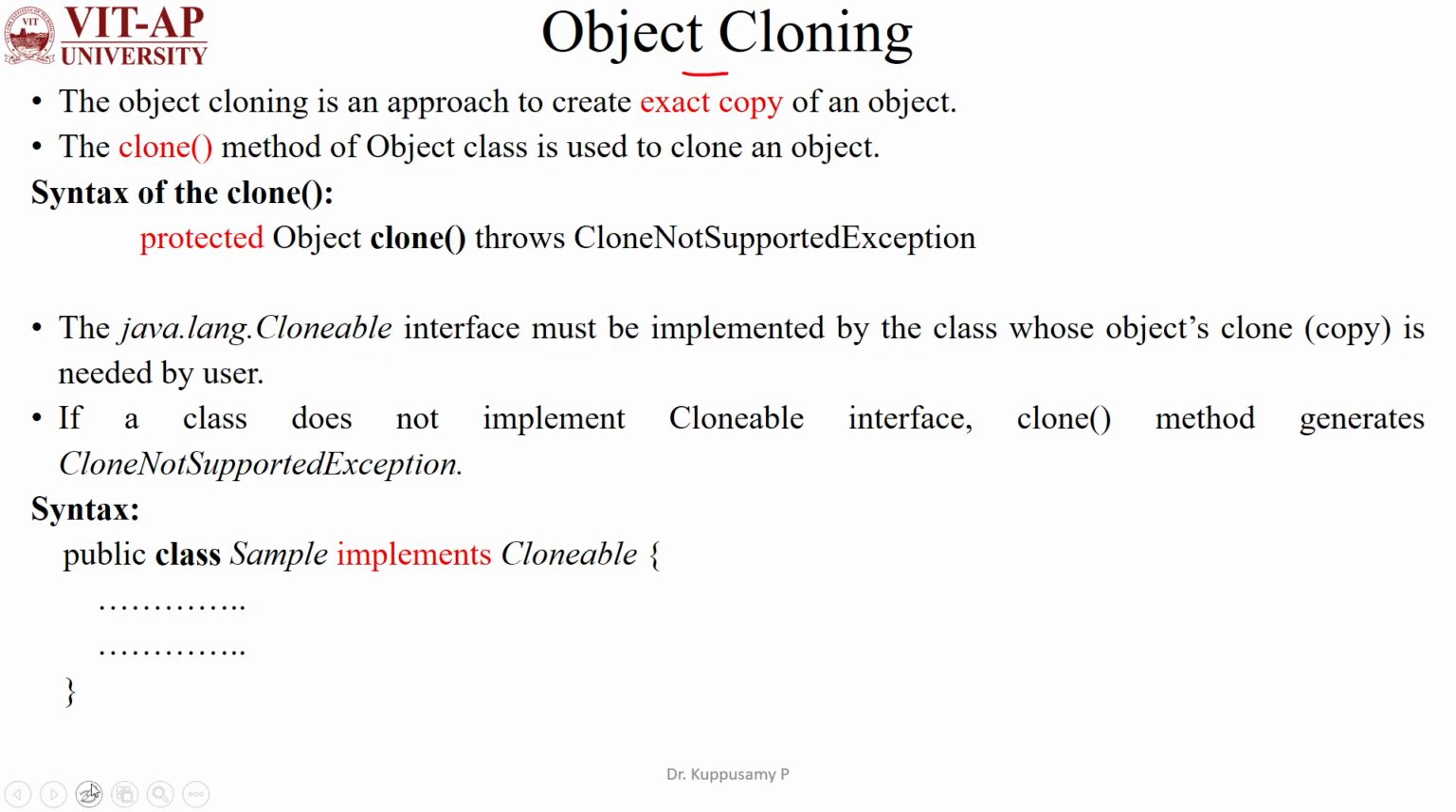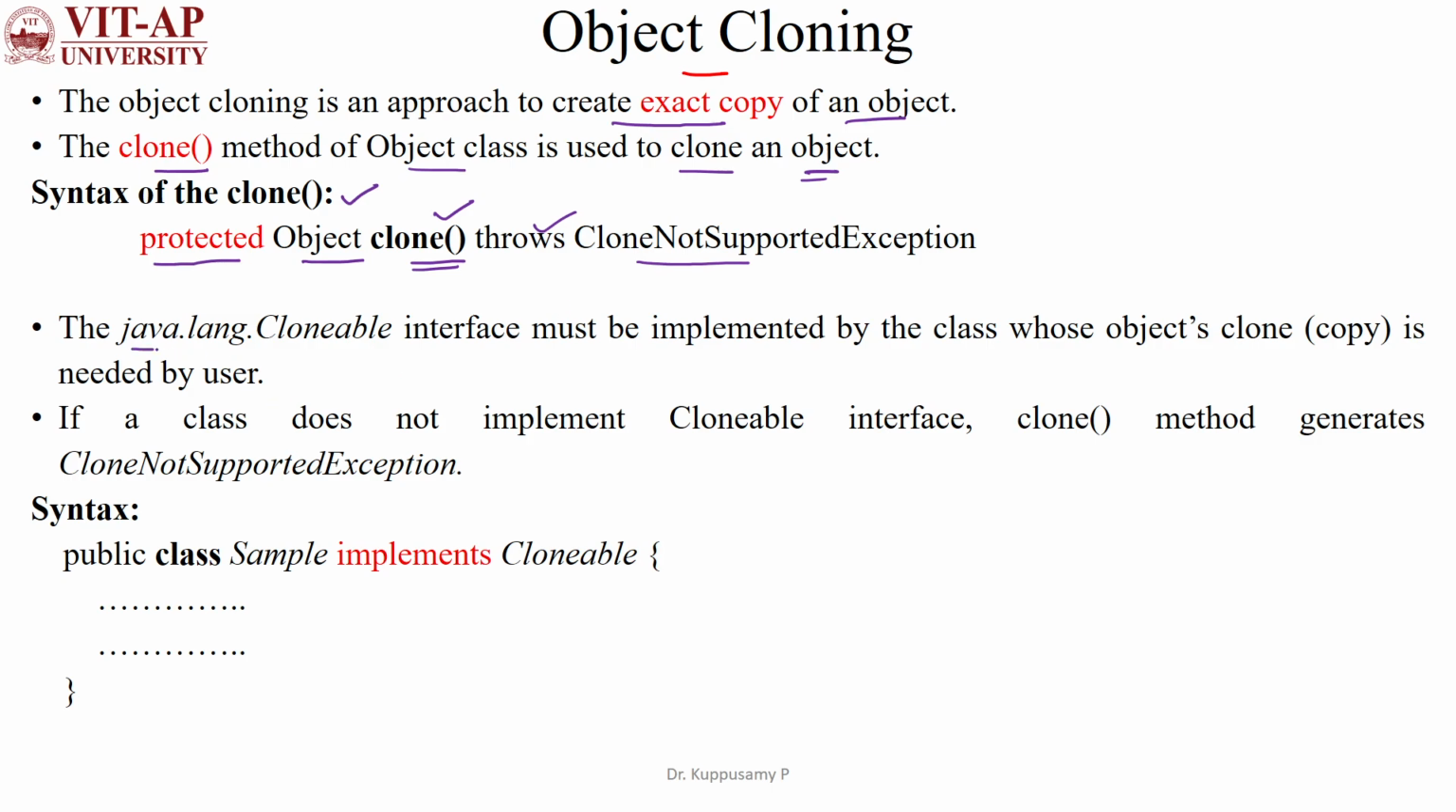Object cloning is one approach to make an exact copy of an already existing object. For that, we will use the clone method of the Object class to create that exact copy of an existing object. The syntax is given here for the clone method, which has a protected access specifier. Object is the class, then we are invoking the method clone. If any exception occurs, then CloneNotSupportedException is thrown in the program.